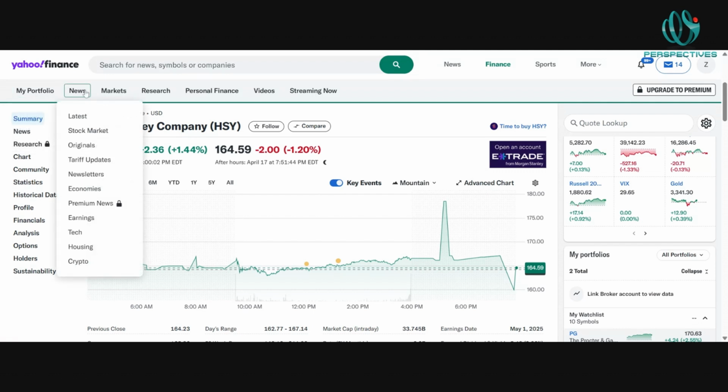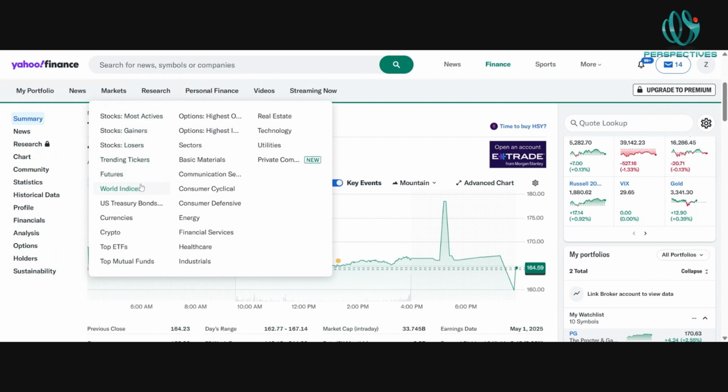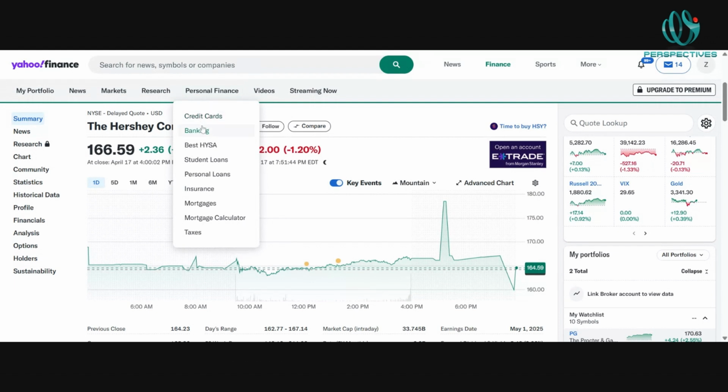Okay, so you've got news. See all those options they have on news, see how it gets down into industry specific news. That's very important if you're looking at stocks and researching. Look, markets, it's telling you about the different types of markets. You see what I'm saying? Just get familiar with the page first.